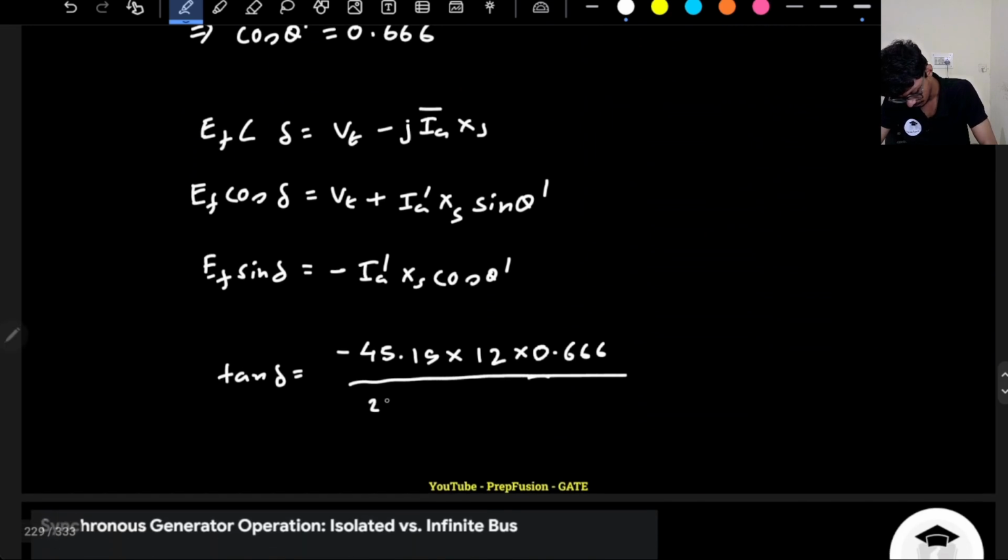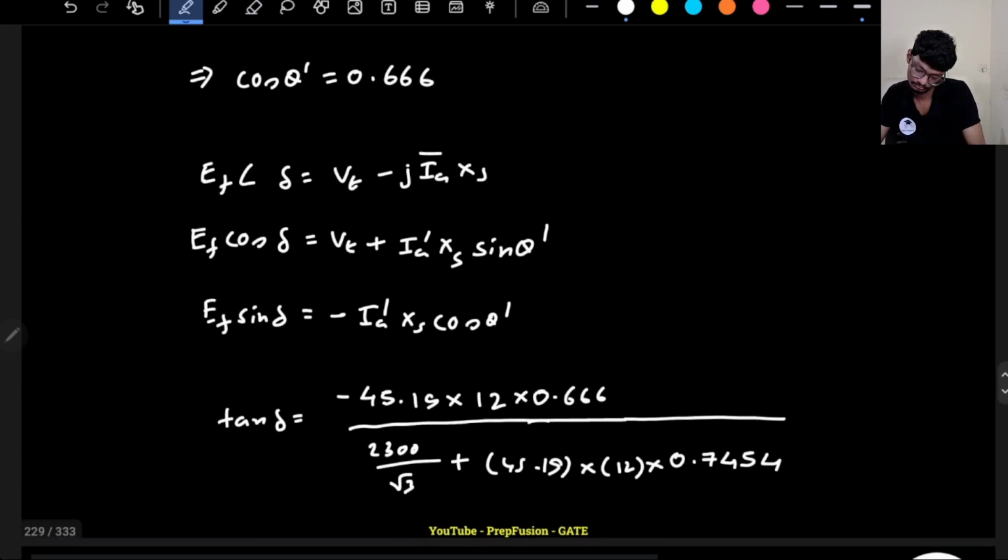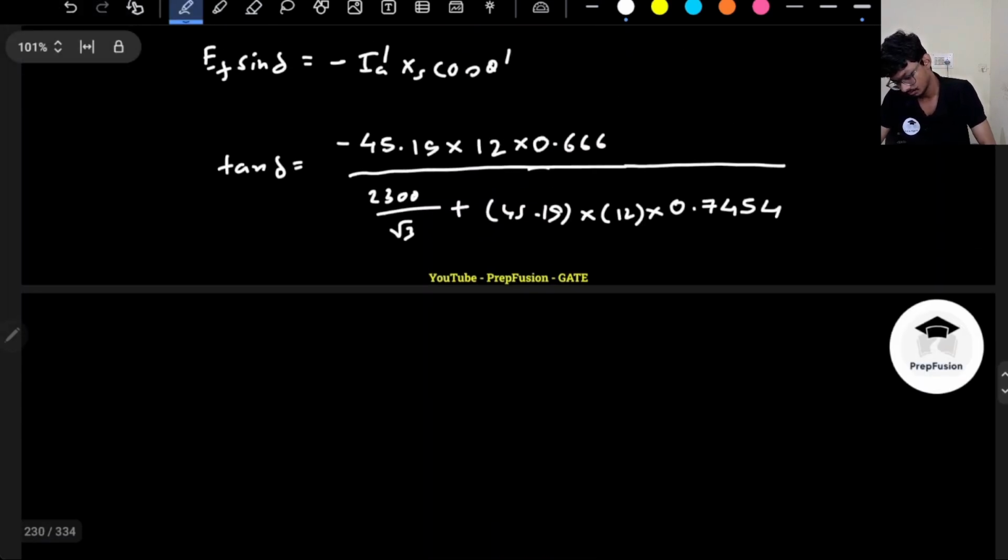So 2300 divided by root 3 plus 12 into, sorry, 45.19 into 12 into sine of theta dash. So this is cos inverse into sine. So this will be 0.7454. Okay.